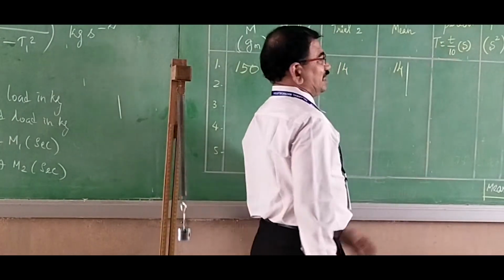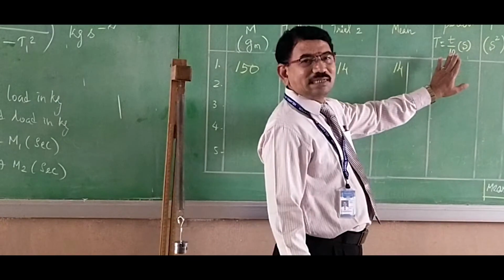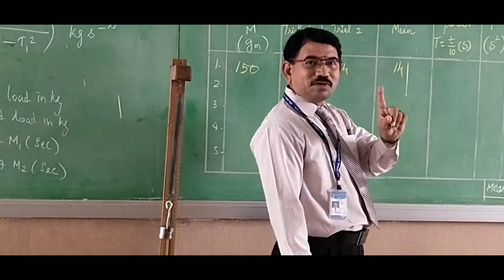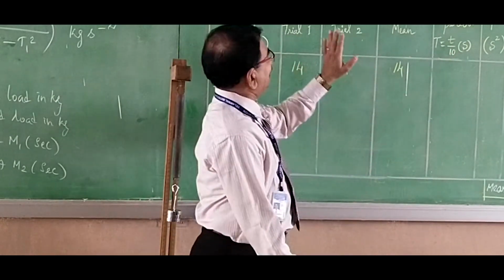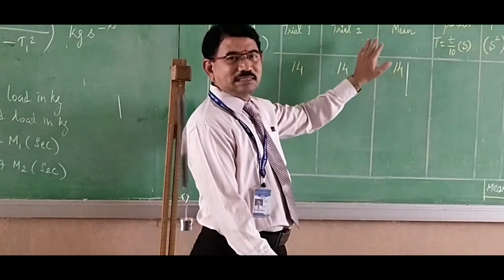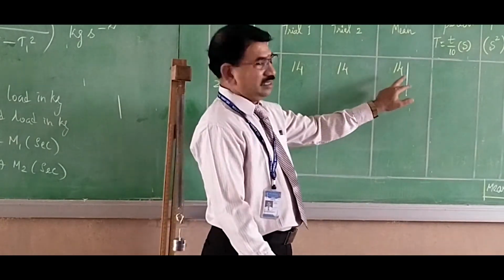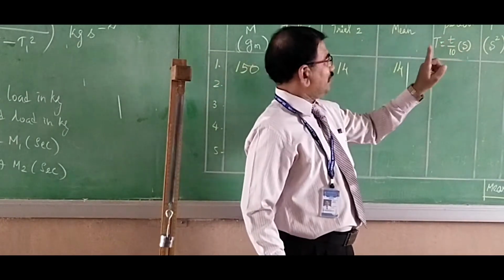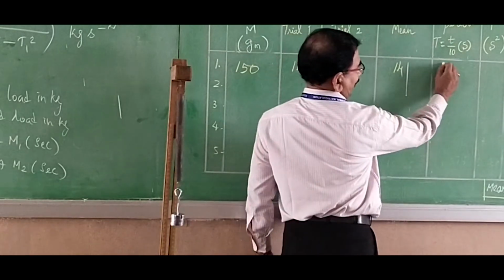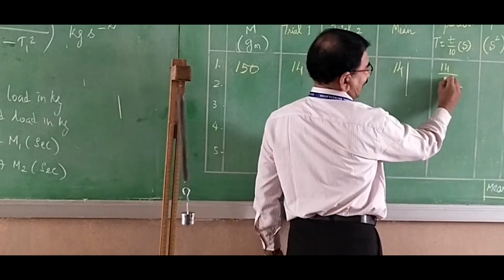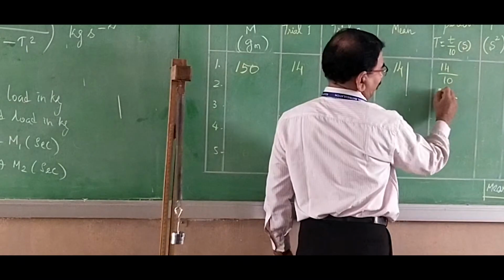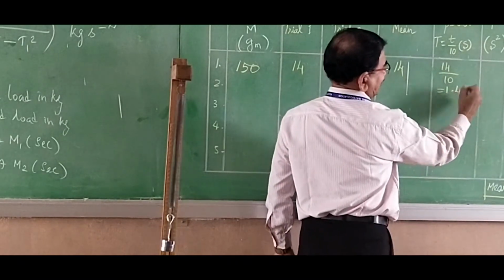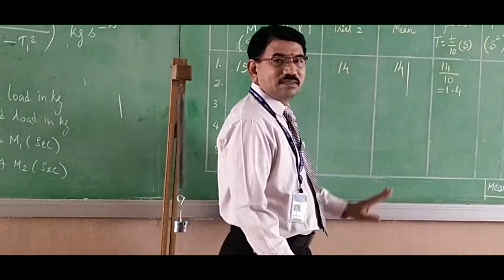Then you have to go for the next column, which is time period. Time period is nothing but time taken for 1 oscillation. Here we have taken the time taken for 10 oscillations, 14 seconds. To find the time period, time for 1 oscillation, you have to do 14 divided by 10. That is 1.4 seconds we get.